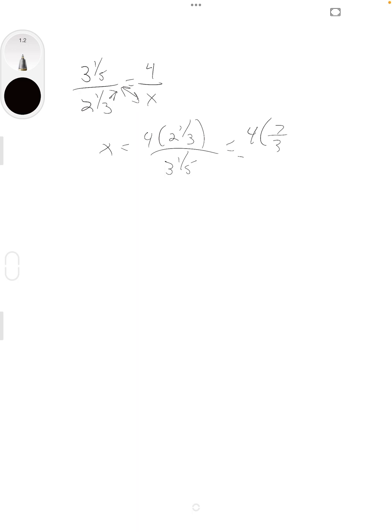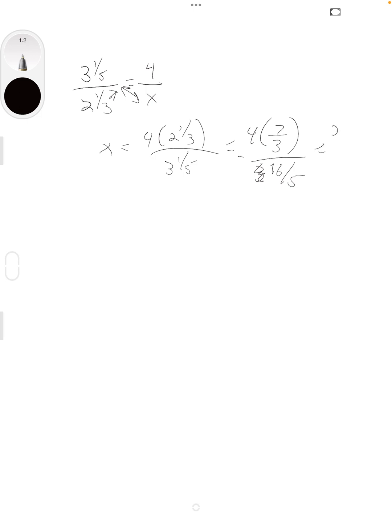All right, so number 15, 3 1/5 over 2 1/3 equals 4 over x. All right, change these to regular, well, move and swap is really what I'm going to do. So I'm going to say move the x that way and swap it with that, move this that way, and I'm going to get x equals 4 times 2 1/3 over 3 1/5. Okay, so that's 4 times 7/3 over 3 1/5. So this is, that's going to be 3 times 5 is 16 fifths. Go ahead and do that.